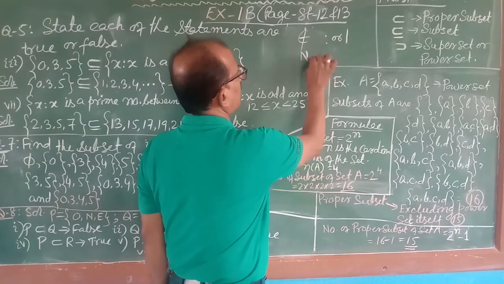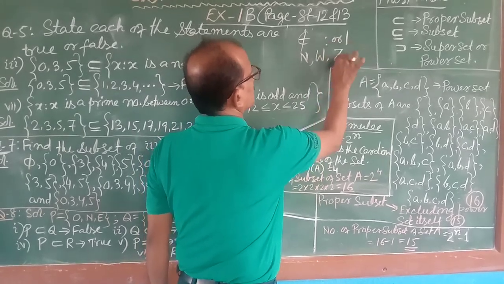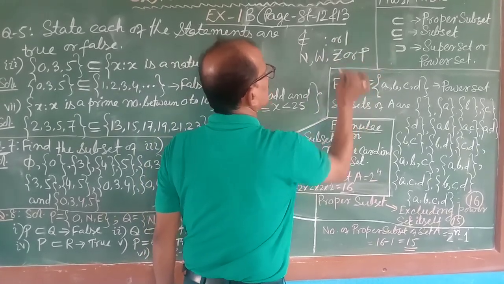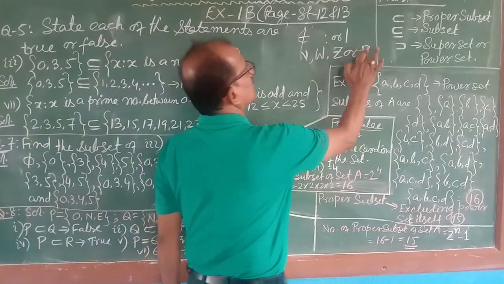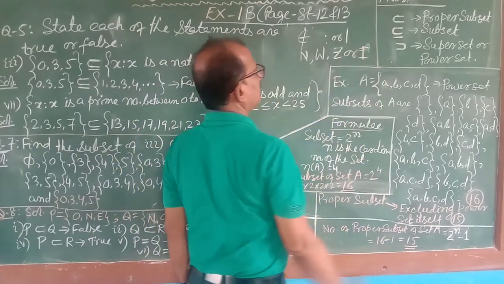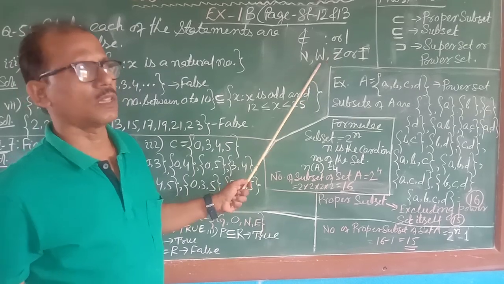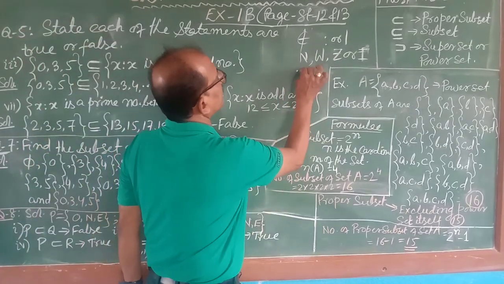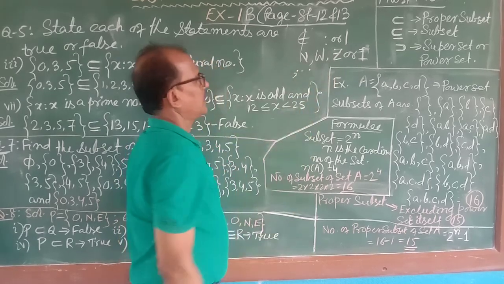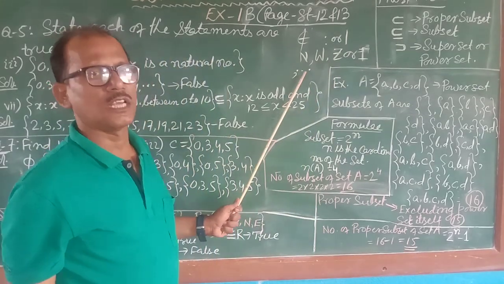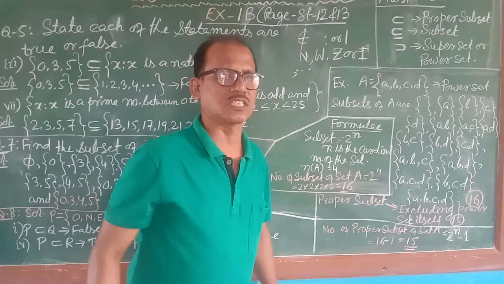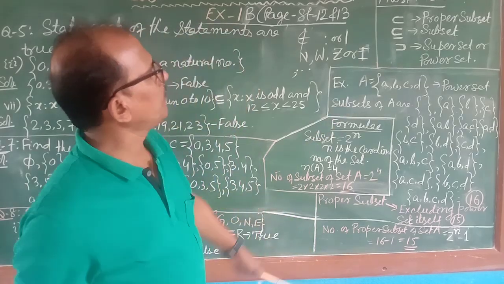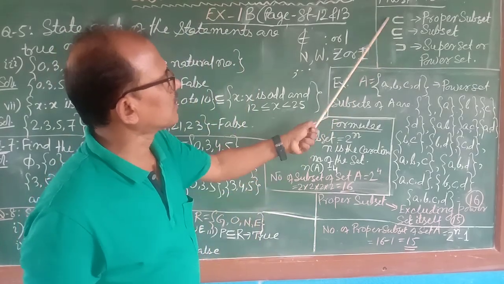N stands for what, W stands for what, Z or P stands for what, Z or I, integer, it stands for. And all this sign, you know this 3 dots after comma, what does it symbolize? It is ellipsis, means showing the infinite in that same order. Now we will be learning about these 3 symbols especially.